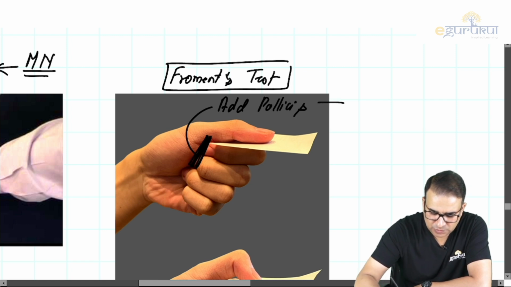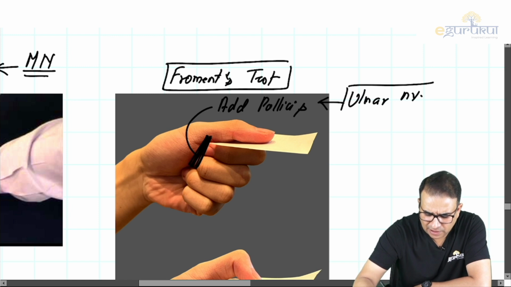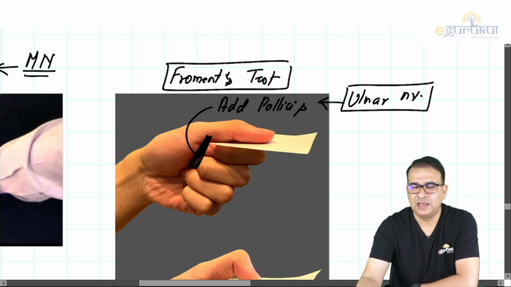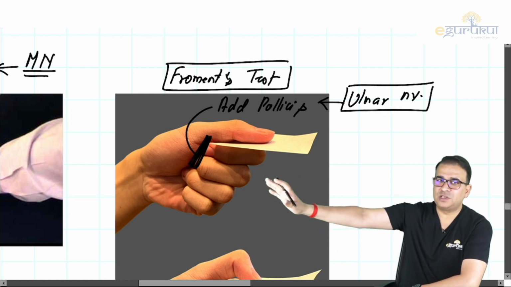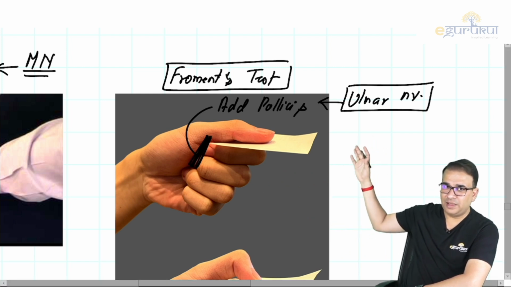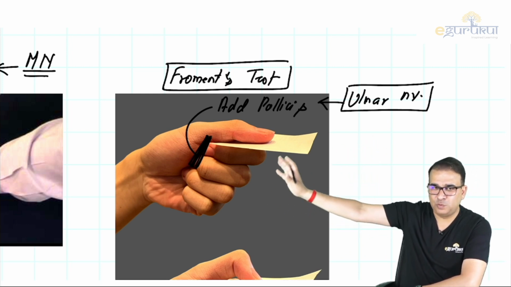And that muscle, adductor pollicis, is the last muscle to be supplied by the ulnar nerve. It is one of the muscles supplied by the ulnar nerve. It is basically the last muscle to be supplied by the ulnar nerve. So if your adductor pollicis is working, that means your ulnar nerve is working, then Froment sign is negative. That means you will hold the paper like this.